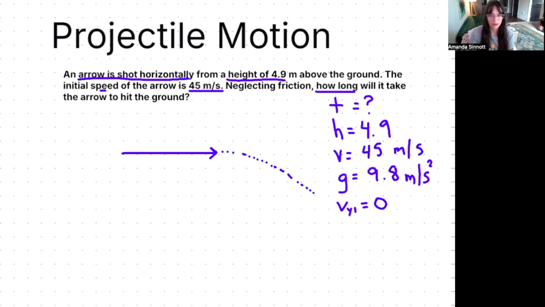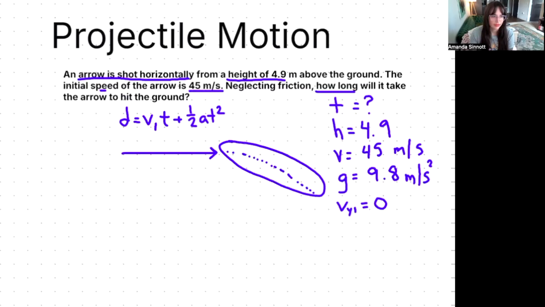Now we need to figure out what equation we are going to use for this one. Remember, we're looking for the amount of time it takes the arrow to fall. So we're looking at vertical motion, because we're looking for how long it takes to hit the ground. This is our equation. Let's look at each piece. D is our vertical distance. V1 is initial velocity. I always think of first place, initial velocity, V1. T is time, and A is acceleration.